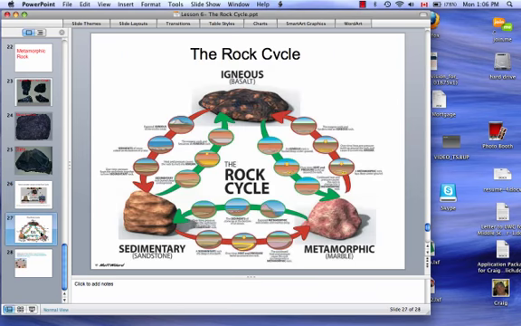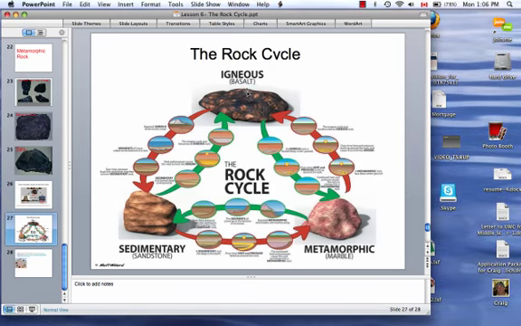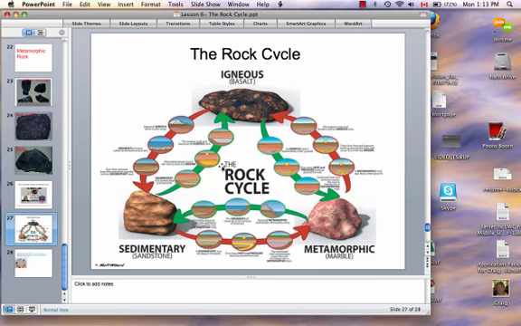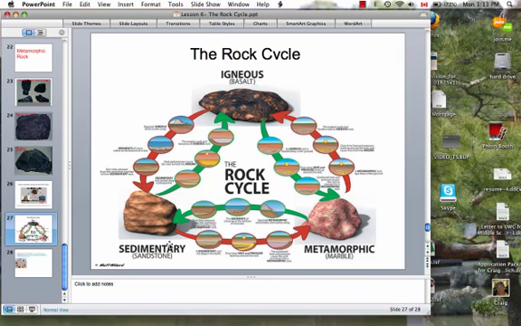One more example of the rock cycle. Here's an igneous rock, and it could change into metamorphic. Okay, let's finish up with the rock cycle. This one's a little more complicated, so let's start with basalt.